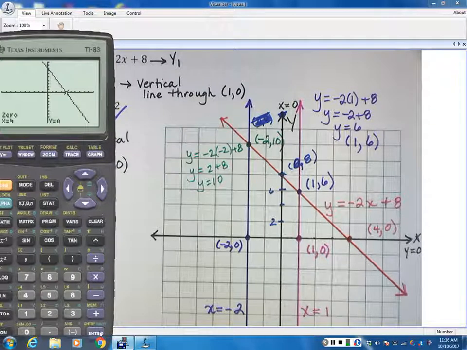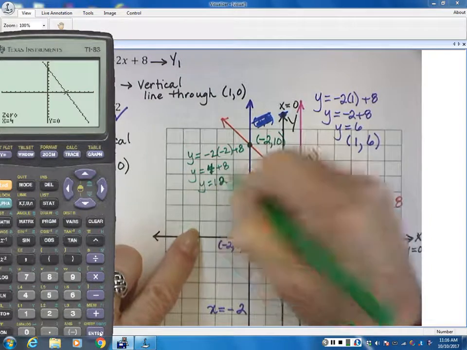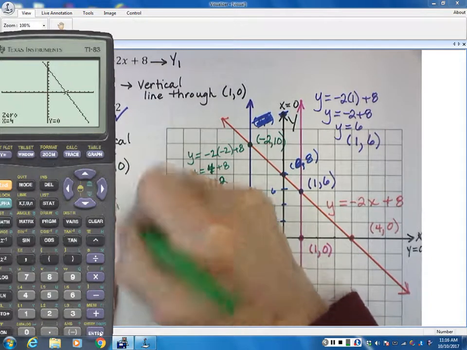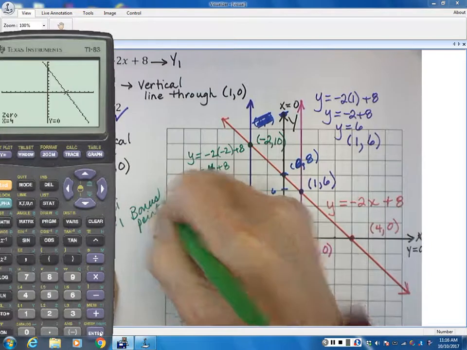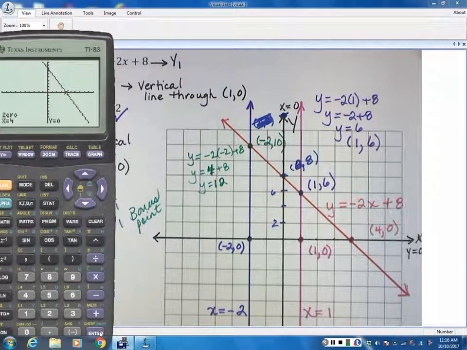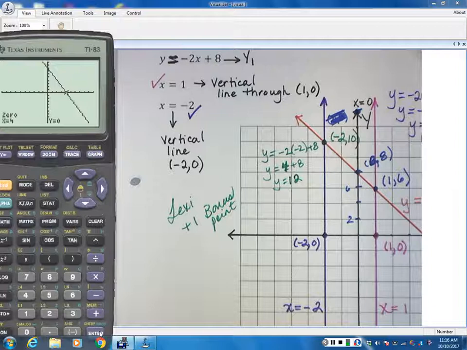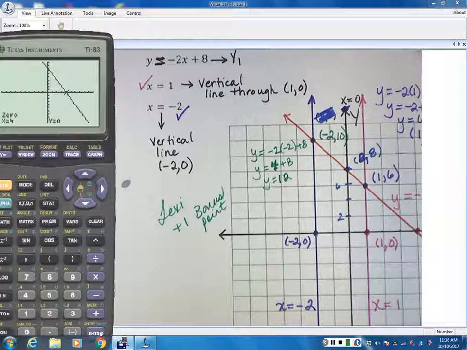That'd be what? 12. Oh, yes, thank you. Thank you, thank you, thank you. Since Lexi was the one that I saw first, looking at me intently, Lexi gets the bonus point. Remember, I promised you if you catch me in a math mistake, you get a bonus point. It's okay.